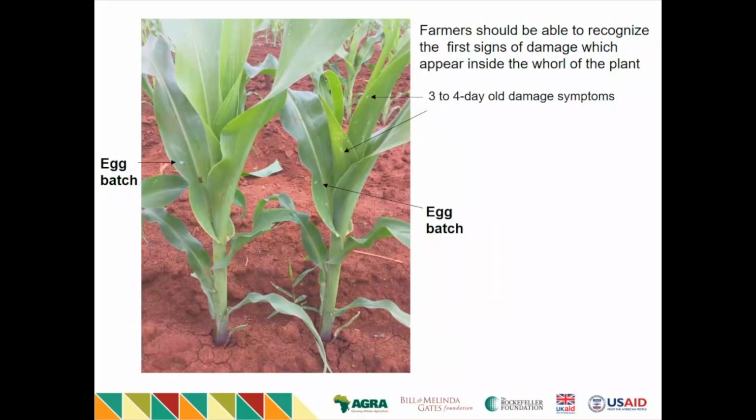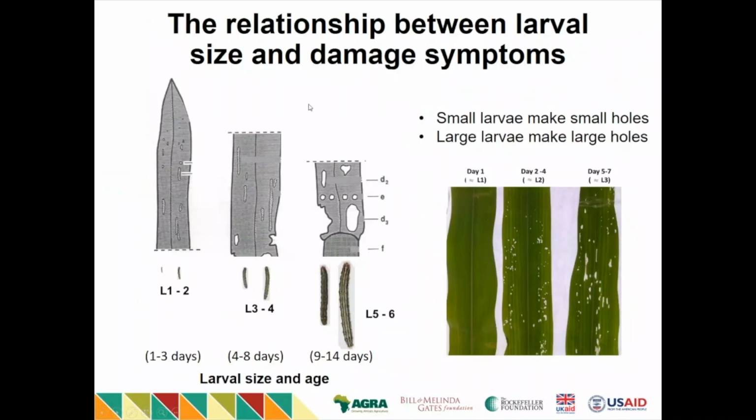This is the time when chemical control should be applied, or any control measure for that matter, because once the larva is 7 or 8 days old, control measures are not effective anymore. So farmers need to be able to identify the damage at a very early stage. There's a strong relationship between larval size and the type of damage it causes. And this progression or succession in damage is something that you can try to explain to farmers and train them.